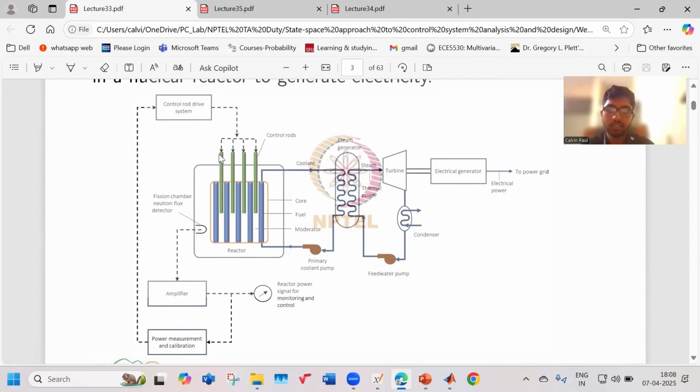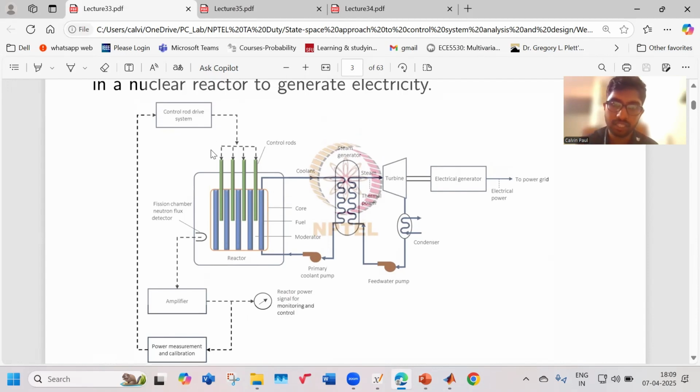The work of that is basically to control the neutron flux density. There is a filling chamber which has a neutron flux detector, which detects how much neutron flux is in the chamber. That information goes to an amplifier which generates a signal. That signal can go for monitoring and control, or power measurement and calculation can be done, and it goes to the control rod drive system. So the control rods are controlling the neutron flux density inside the nuclear reactor.